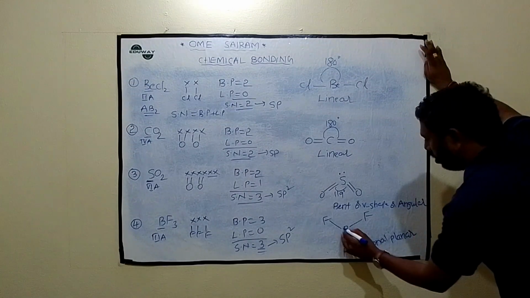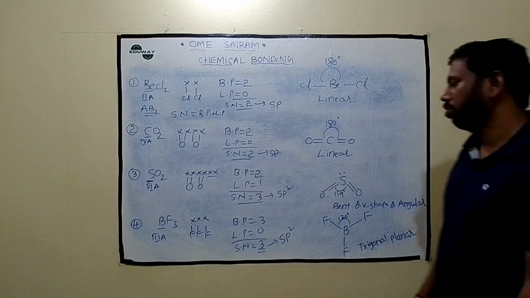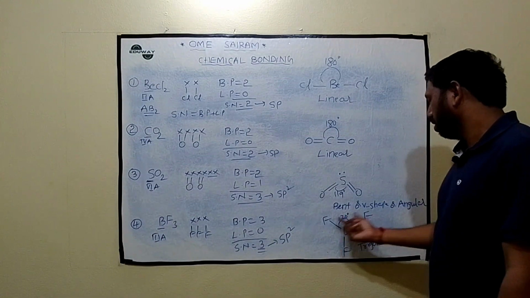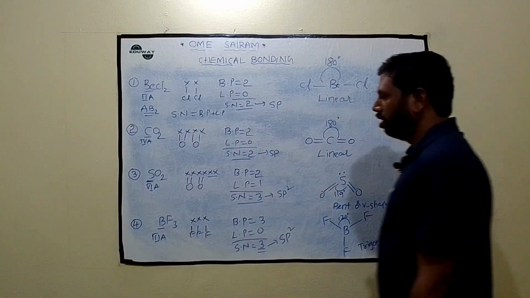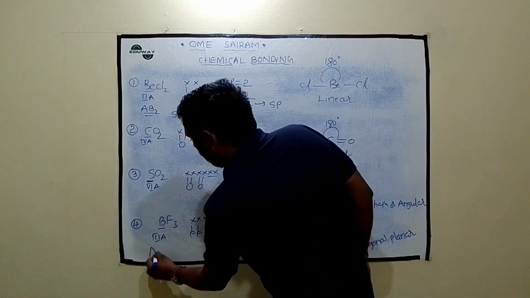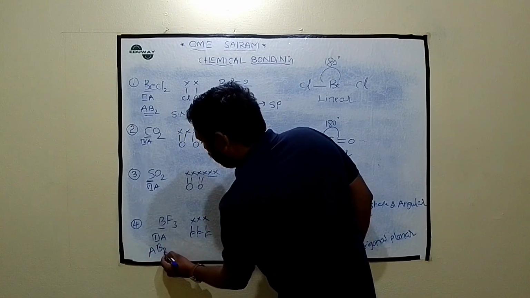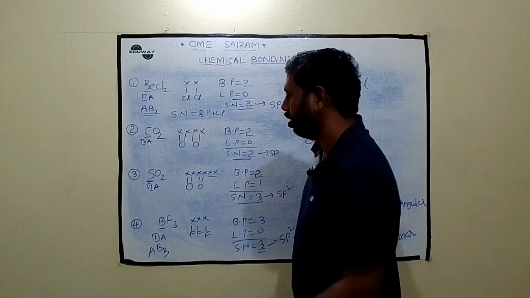And the bond angle is 120 degrees. If any molecule has 3 bond pairs and 0 lone pairs, the shape of the molecule is trigonal planar and the hybridization is sp2. It belongs to AB3 type molecule. Boron trifluoride belongs to AB3 type molecule.